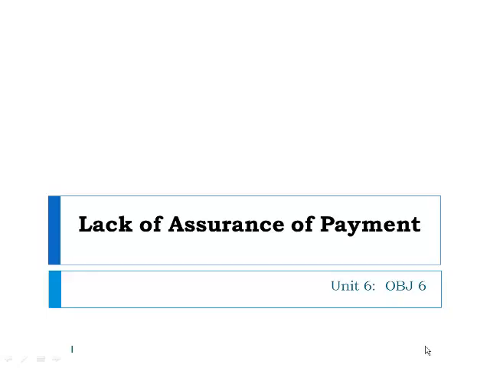Welcome to Objective 6 in Unit 6 of Accounting 3310. We're discussing revenue recognition, and we're ready to look at the two particular methods of revenue recognition that are used when there's a lack of assurance of payment.